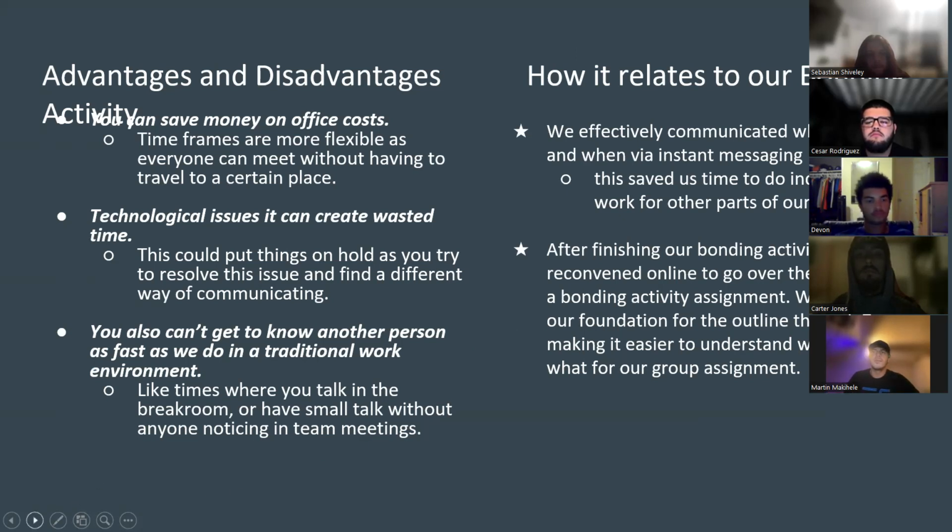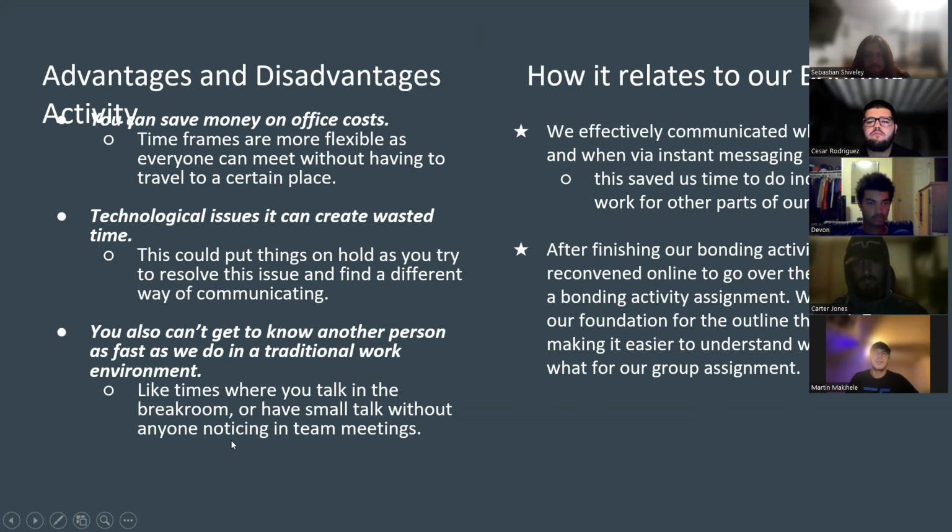Of course, it wouldn't be fair to not shine a light on the negative aspects of virtual teams. First being, if there are any technological issues that create wasted time, this could put things on hold as you try to resolve the issue and find a different way of communicating. You also can't get to know another person as fast as we do in a traditional work environment, like times where you talk in the break room or have small talk without anyone noticing in team meetings.